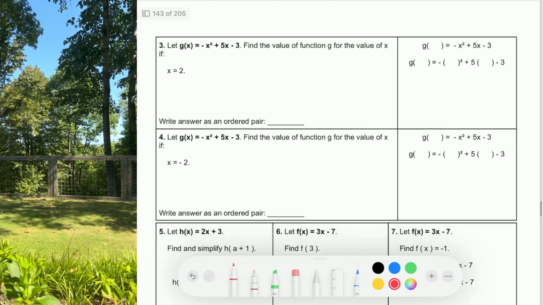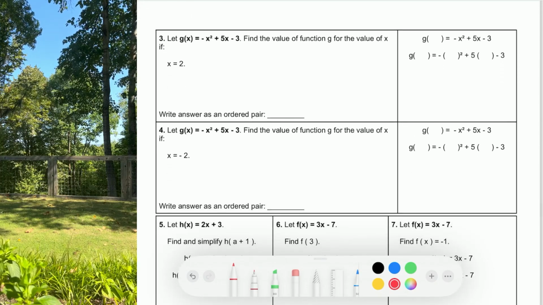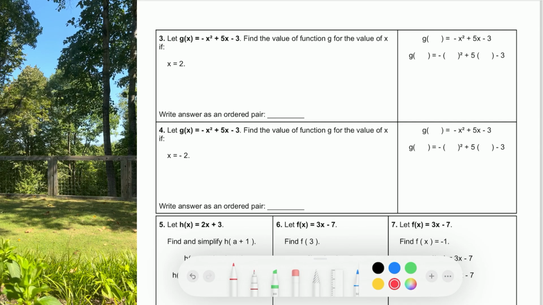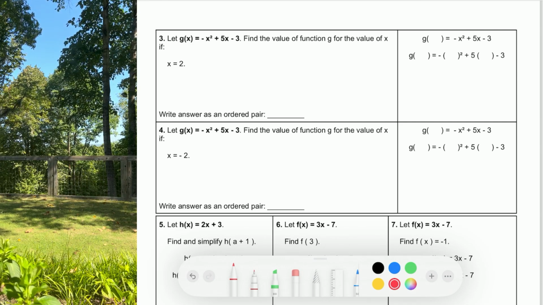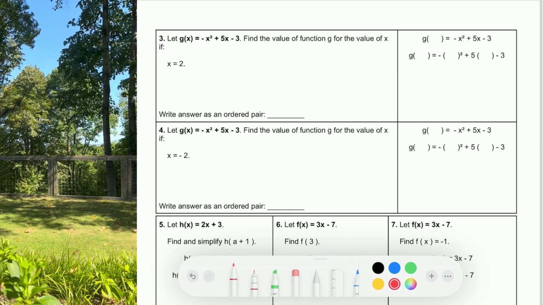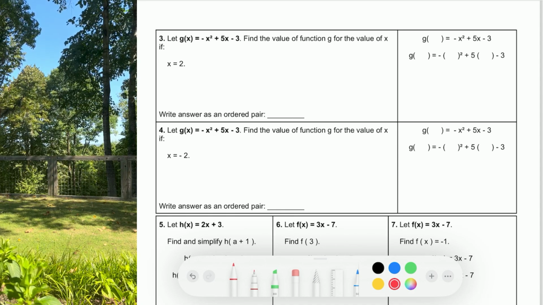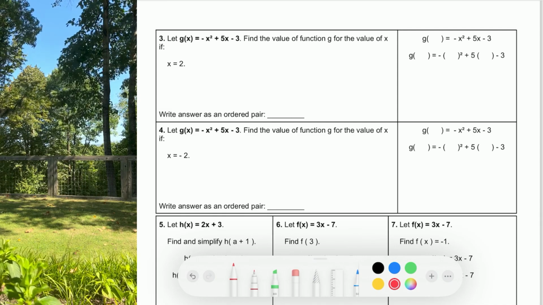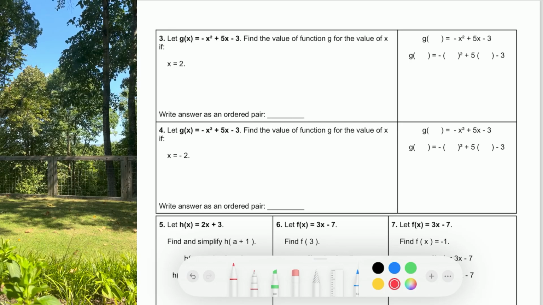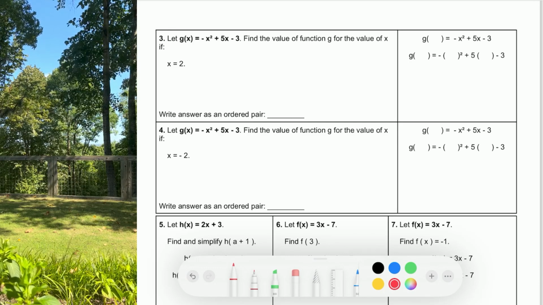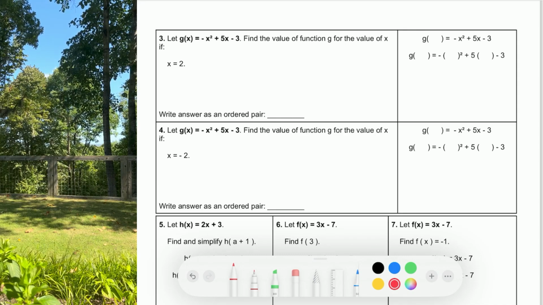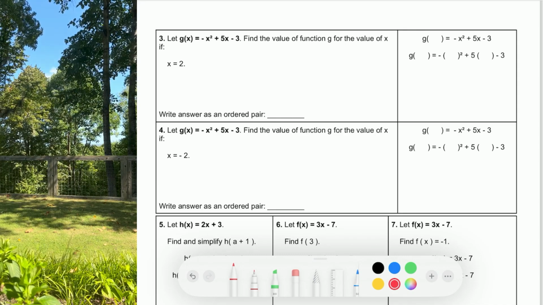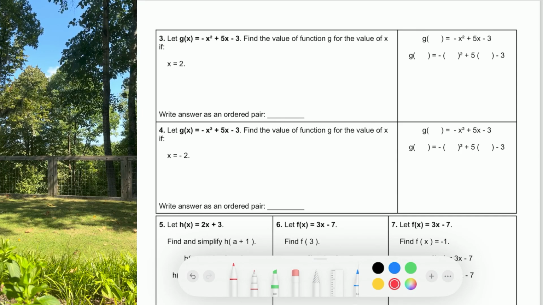Now let's look at number 3. We have g of x equals negative x squared plus 5x minus 3. And you're probably saying, wait, we just learned f of x. Now we gotta learn g of x. They don't work any differently. They work the same way. It's just sometimes you'll have more than one function and you need a way to differentiate between those. So what they did was they just give a different starting letter to differentiate one function from the other. They work exactly the same. So we would just read this one, instead of an f, we would say g of x.